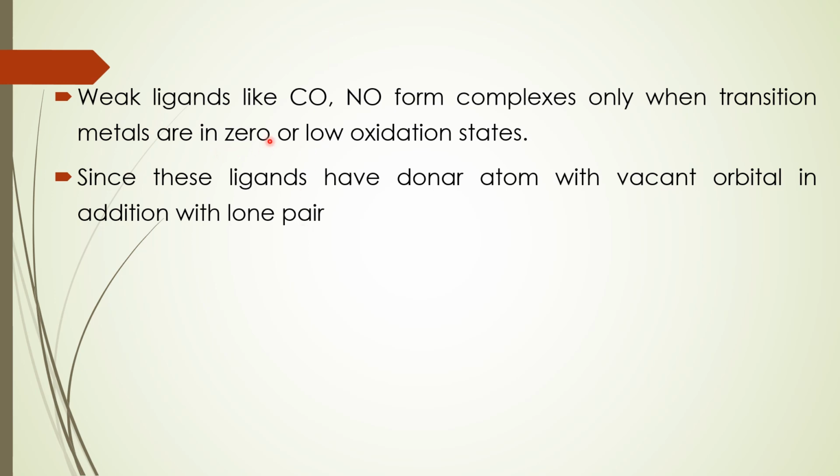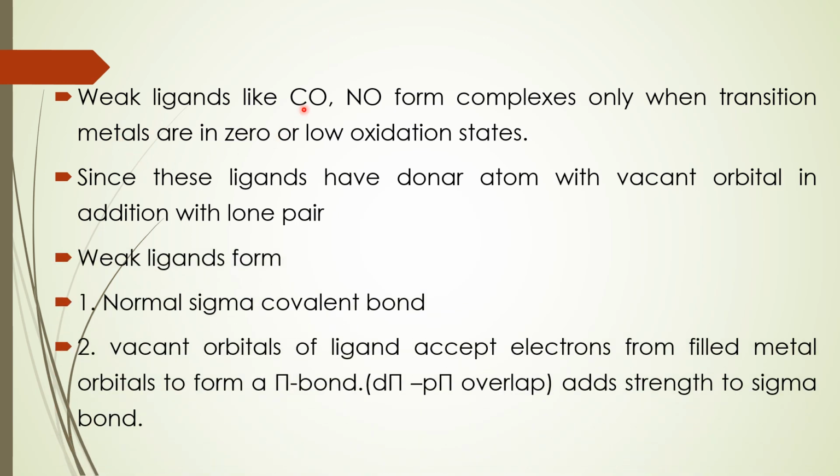Generally, any transition element, in order to form a bond with carbon monoxide or nitric oxide, that is NO, should be in a low oxidation state. Why? First, this CO or NO will donate a pair of electrons to our metals. Later on, these weak ligands will accept electrons from the filled inner d orbitals through back bonding.